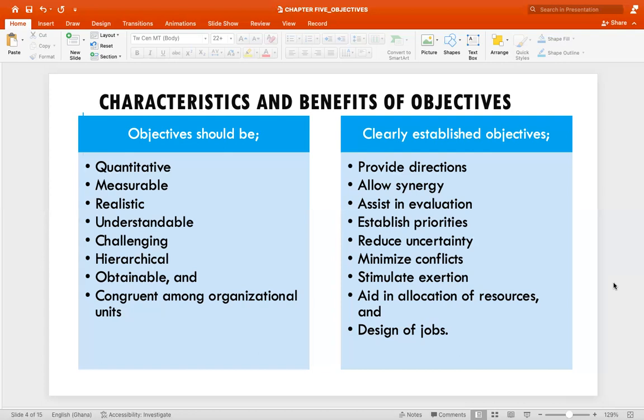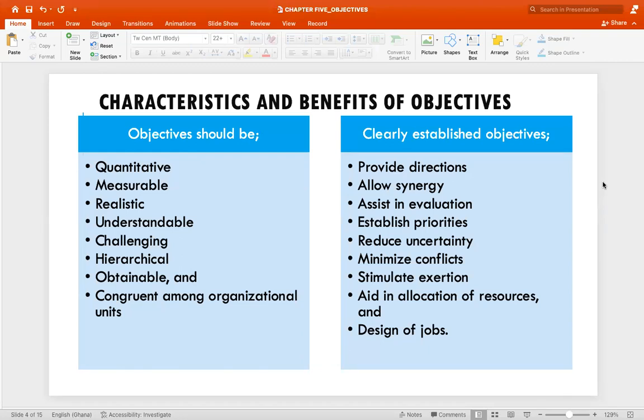They must also be realistic. Okay, that is why it is important to know your environment before you even set your objectives. You have to know your opportunities and threats. You have to know especially your strengths and weaknesses, so that when you are setting the objectives they are not unrealistic. They are actually realistic because you understand your strengths and you know your weaknesses. They should be understandable, all right? I've explained that the employees that will commit their time and energy should find the objectives relevant. Okay, they should be able to understand the objectives and find them relevant. Then they should be challenging.